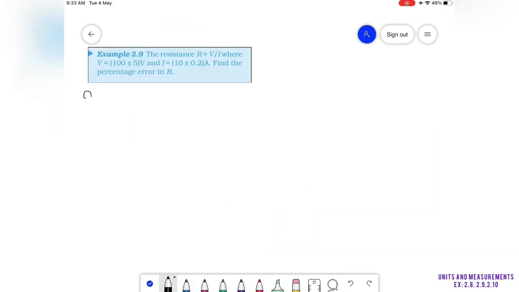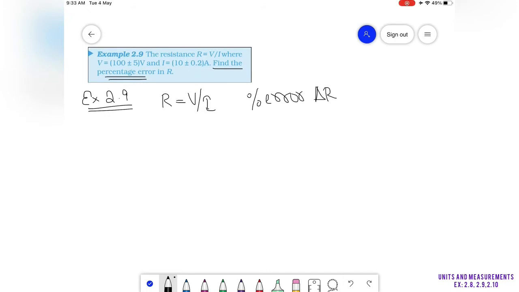Let's solve example 2.9. Here the question is, the resistance R equal to V by I, where the values of V and I are given with their errors. The question is, find the percentage error in R, right? So they're asking for delta R by R into 100 when it comes to percentage error. So we write down what we need to find out.